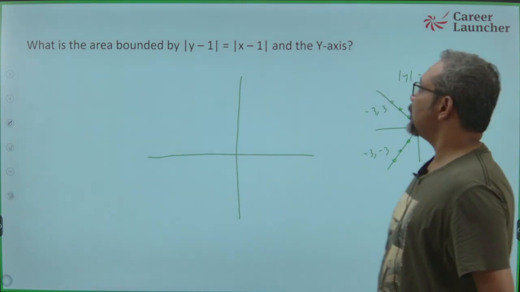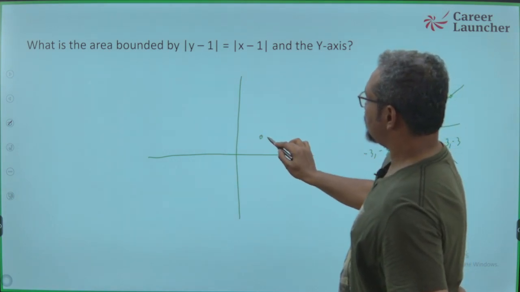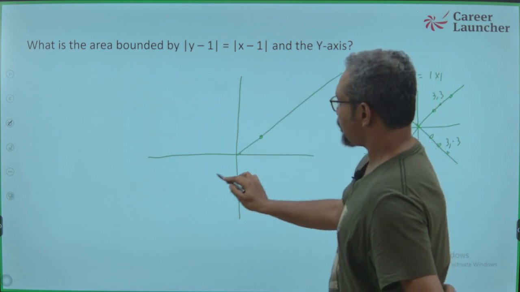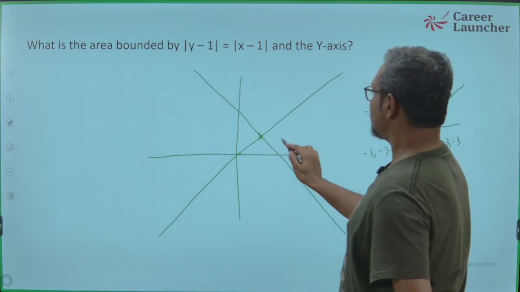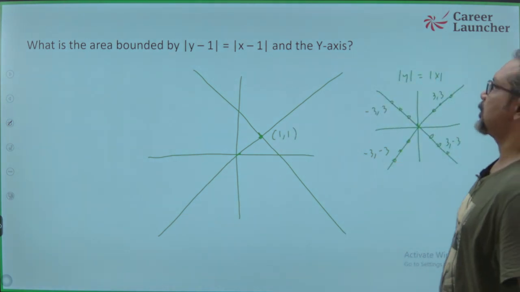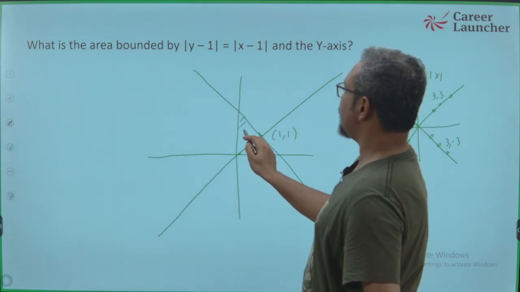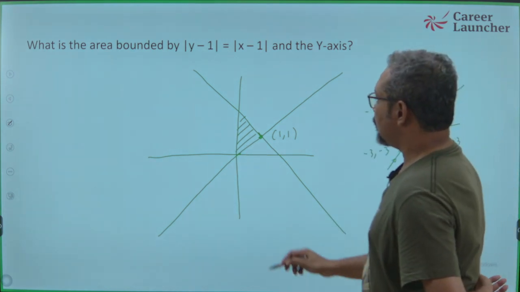But this time here we have y minus 1, x minus 1. So we have the same x but from the point 1 comma 1. So the graph will look like this. And then this point would be 1 comma 1. And they are asking what is the area bounded by this with the y-axis. So it has to be this area that we are interested in. Now how do you find that?